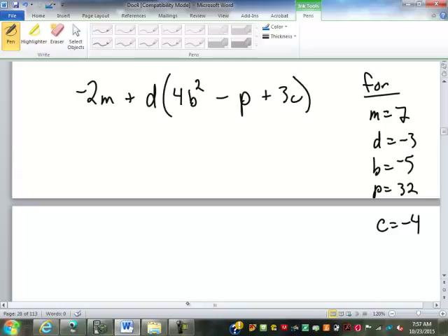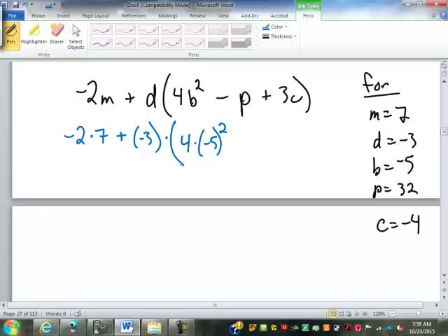Now what? Well, this is going to be negative 2 times 7 plus negative 3 times the parentheses 4 times negative 5 squared. Notice I put the negative 5 in parentheses because on your calculator, most of you will have to do that or it'll screw you up. Minus 32. At least I didn't do subtract a negative. Plus 3 times negative 4.